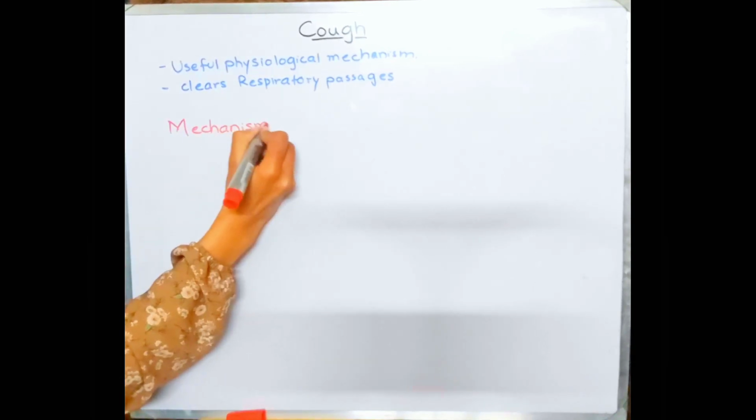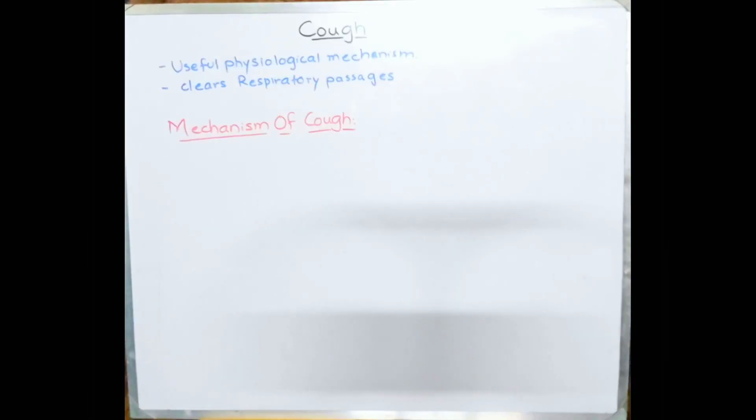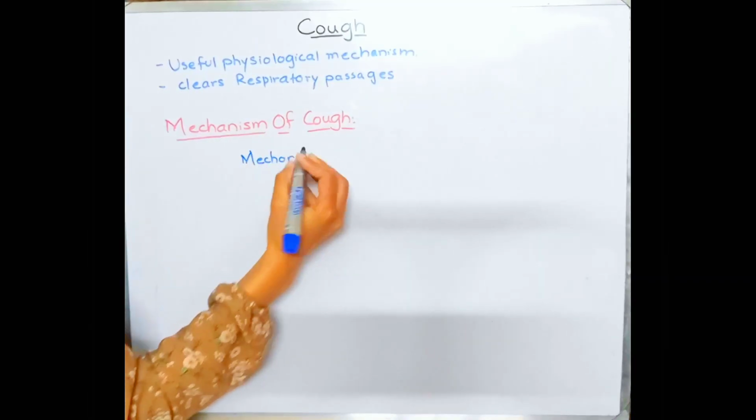The cough reflex is complex. It involves the central and peripheral nervous system as well as the smooth muscles of the bronchial tree. Now let's discuss the mechanism of the cough.